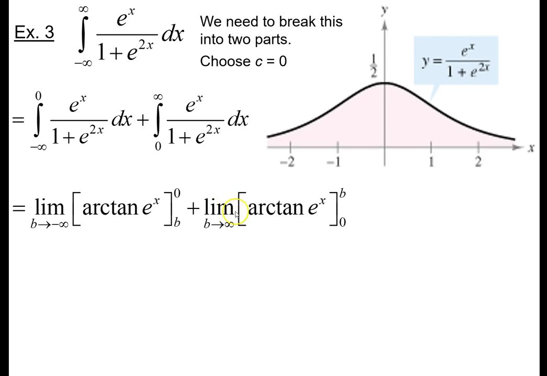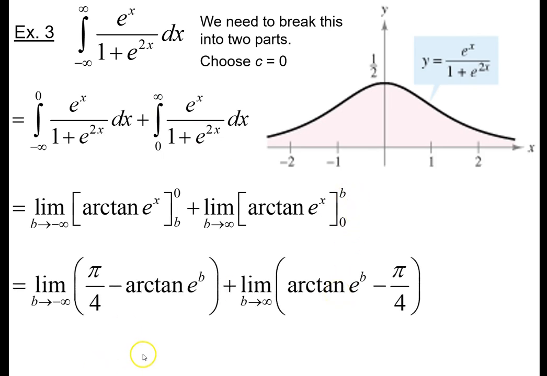And then separately, we're going to evaluate the limit as b approaches infinity. Again, I'm using b, call it a, it doesn't matter. But this b is the replacement for this upper limit of infinity from 0 to b. So let's look at these separately.